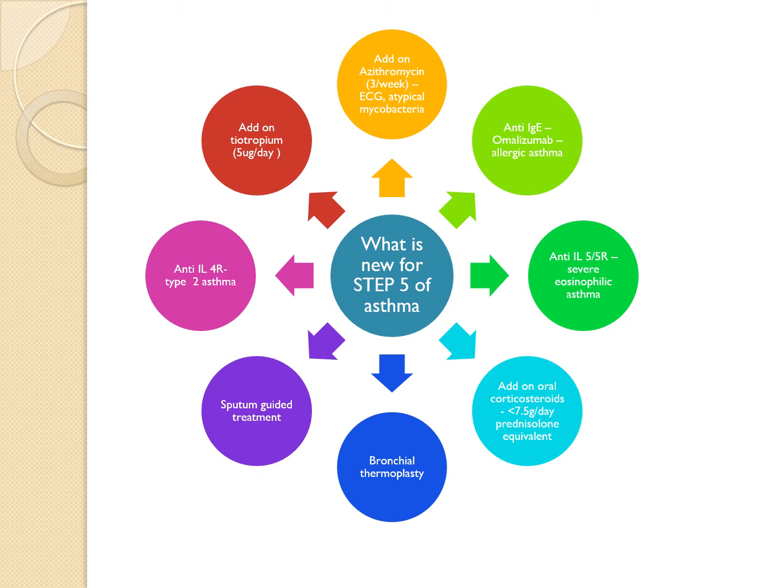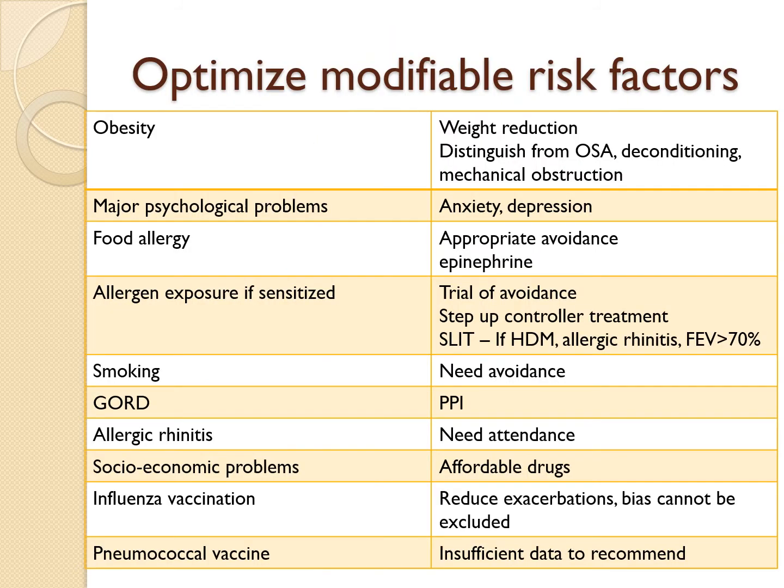Sputum-guided treatment is recommended, where you will be monitoring sputum eosinophil levels and titrating drugs to achieve the proper sputum eosinophil levels. And despite that, the interleukin-4 receptor antagonists can also be used. However, the use of these drugs in Sri Lanka is limited. We have a couple of patients who are on the waiting list to get the drugs to start on them.